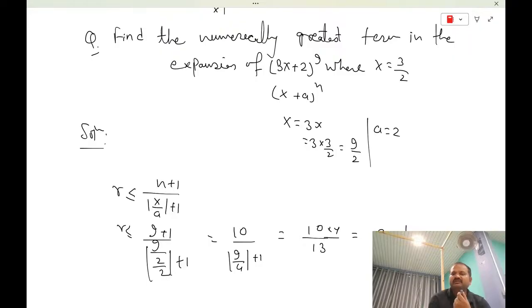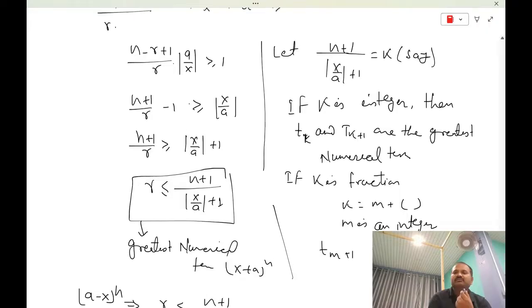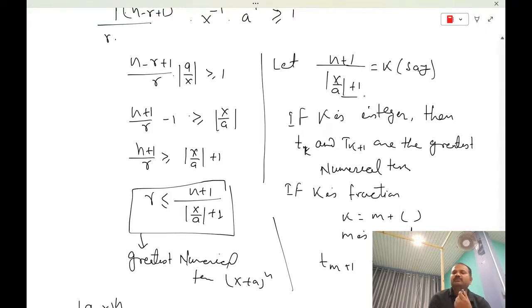So here we can see it is in the fraction. It is in the fractions, and 3 is the integer part. It is the value for m. So here, just now we have seen, if the k value is in the fraction, we will write the fraction in terms of the integer plus fraction.